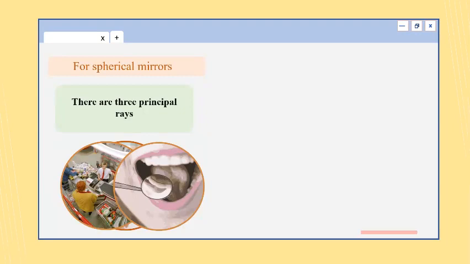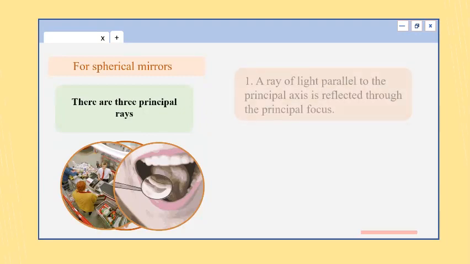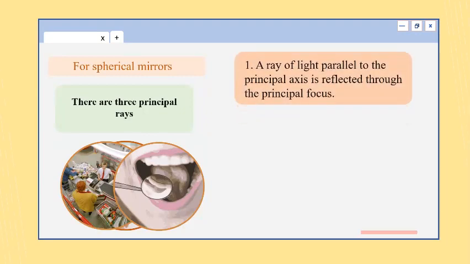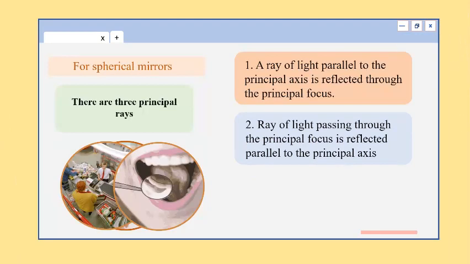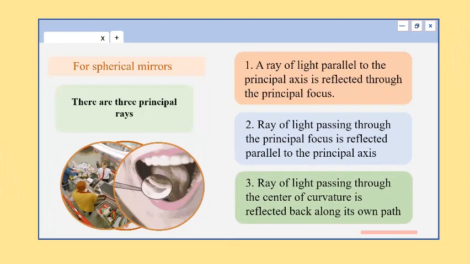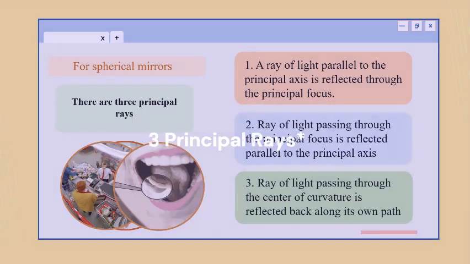The first principal ray states that a ray of light parallel to the principal axis is reflected through the principal focus. Second, the ray of light passing through the principal focus is reflected parallel to the principal axis. And third, the ray of light passing through the center of curvature is reflected back along its own path. Using the three principal rays, we are able to make a ray diagram for concave and convex mirrors.